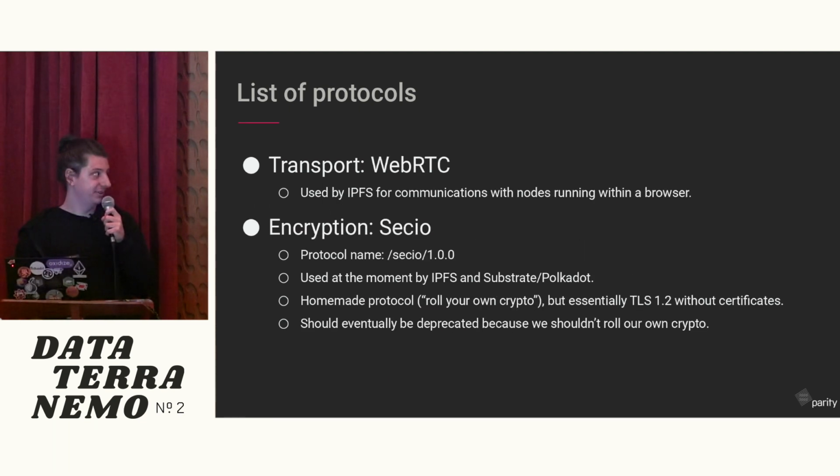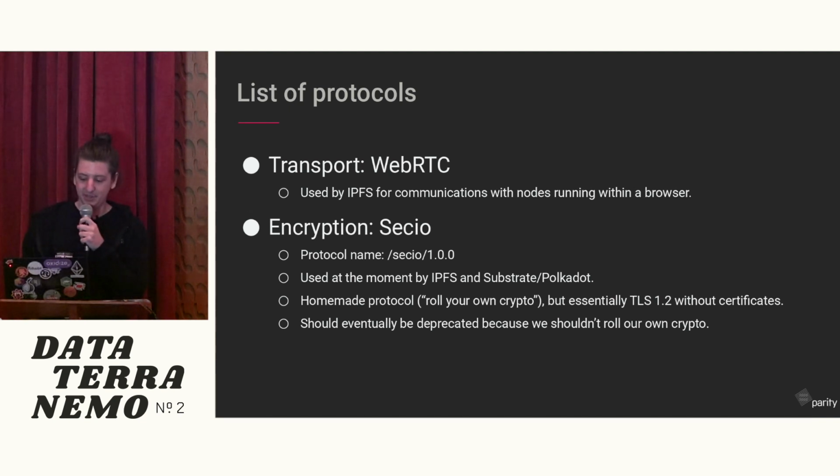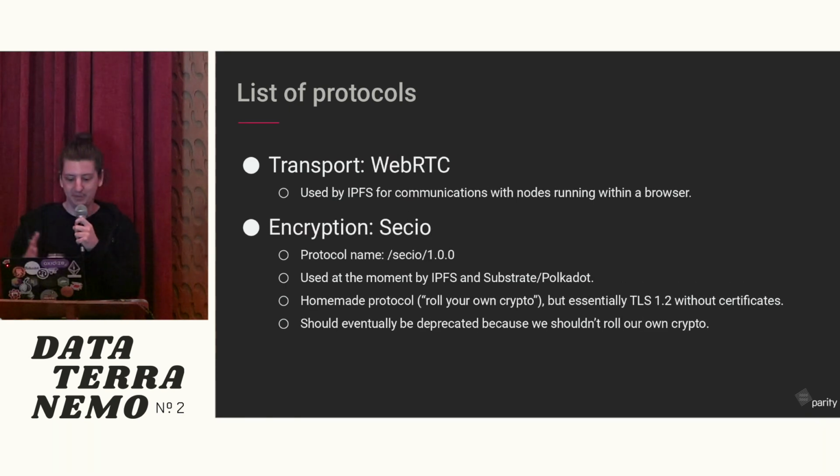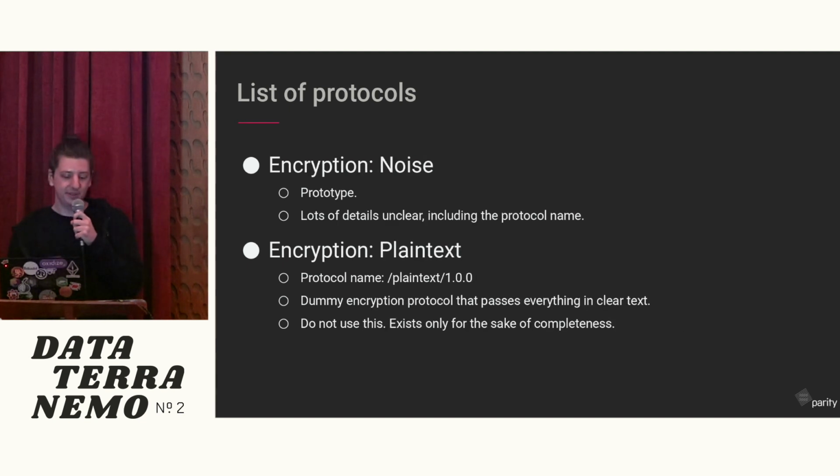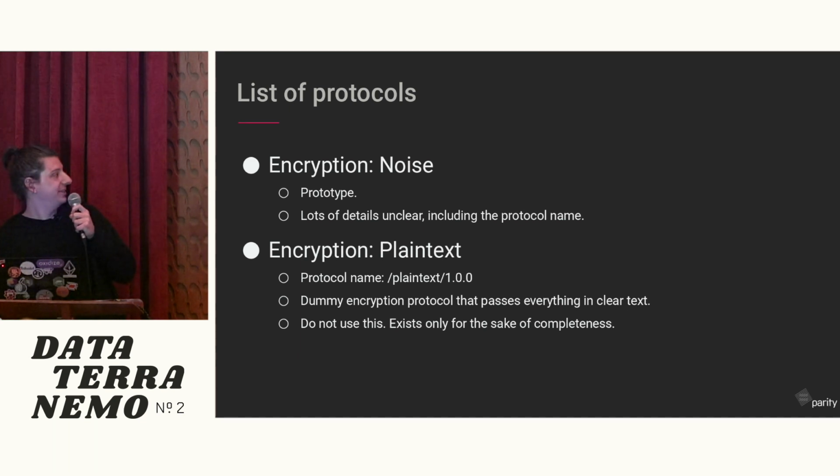As for the encryption protocols, we have SecIO. It's a homemade protocol which should be replaced by TLS 1.3 at some point because you don't roll your own crypto. It's used right now by us, but we know it's bad, and we're going to change it to TLS 1.3. Noise, that's a prototype in the Rust version of libp2p, but it's still pretty much unclear exactly which handshake we're going to use, and so on and so forth. Plain text, to be exhaustive, it's an encryption protocol that doesn't do encryption. Do not use that.